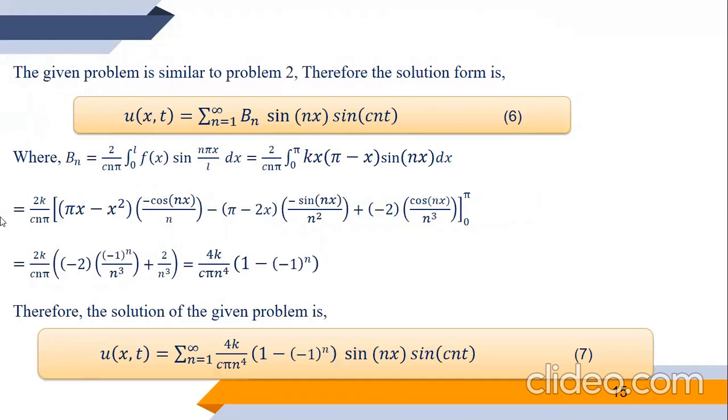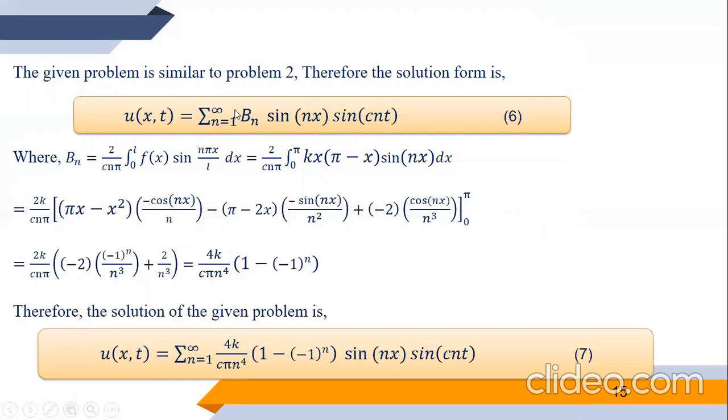Therefore the solution form is u(x,t) = summation n is 1 to infinity, bn sin(nx) sin(cnt). Why do we write this form? Because here we consider the length L is equal to pi. So sin(n pi x by L), L is pi, so pi cancels. So the form is sin(nx) and similarly sin(cnt), where we find the value of bn.